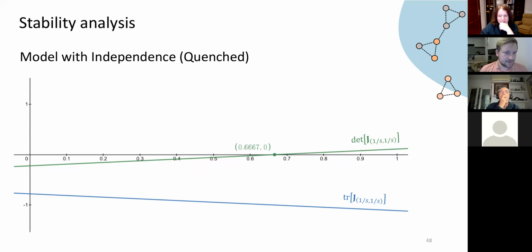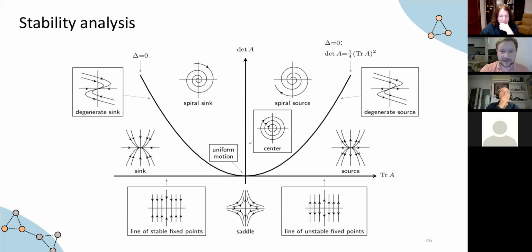I do that first for the model with independence, and no matter the value of q, no matter the number of states, the trace is always negative. So it's good. Why? Because when I again look at this picture, when the trace is negative, I'm only on the left part of this picture. So the lower spinodal, the moment at which I move from the unstable to the stable regime with the solution where all concentrations are equal, is defined only by the sign of the determinant itself, because I can be here or here, as the trace is always negative.